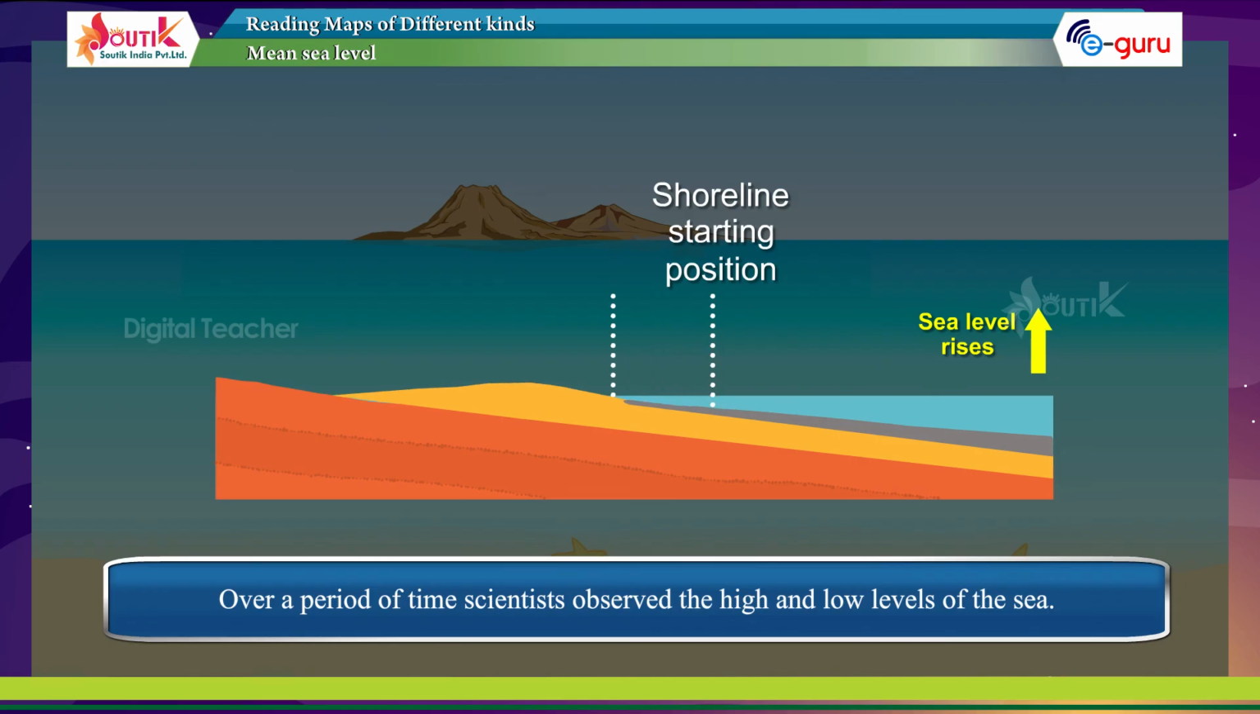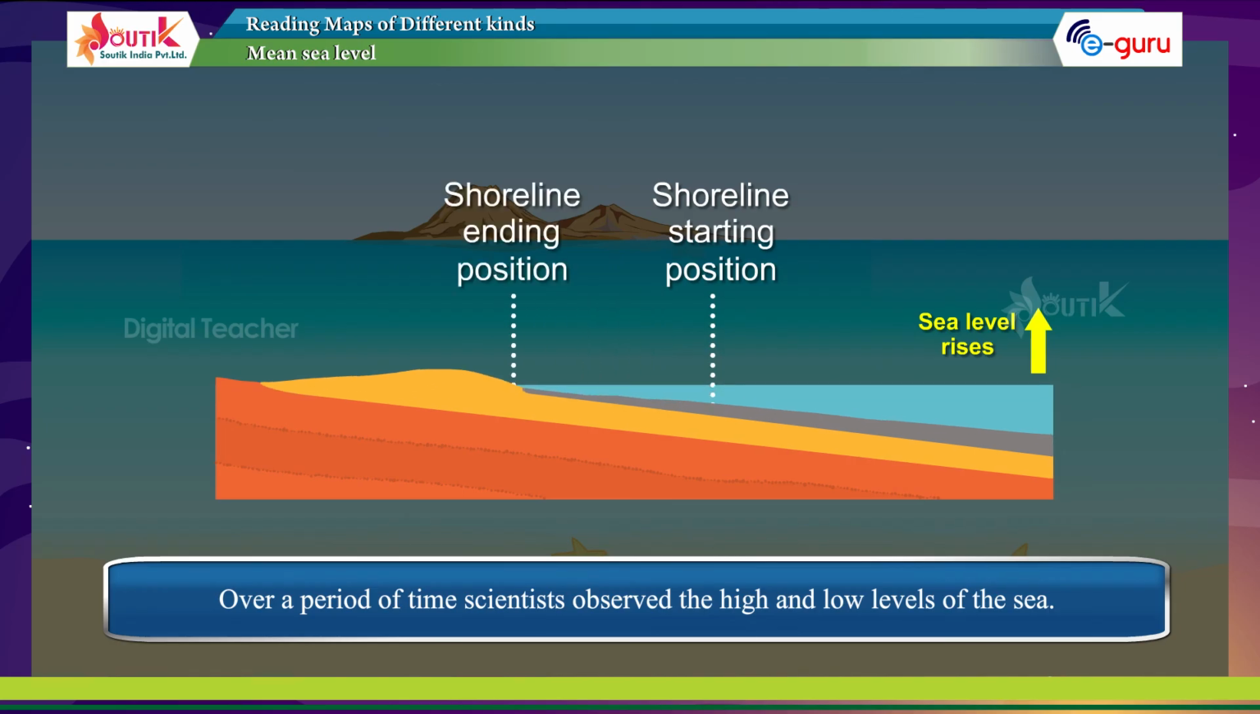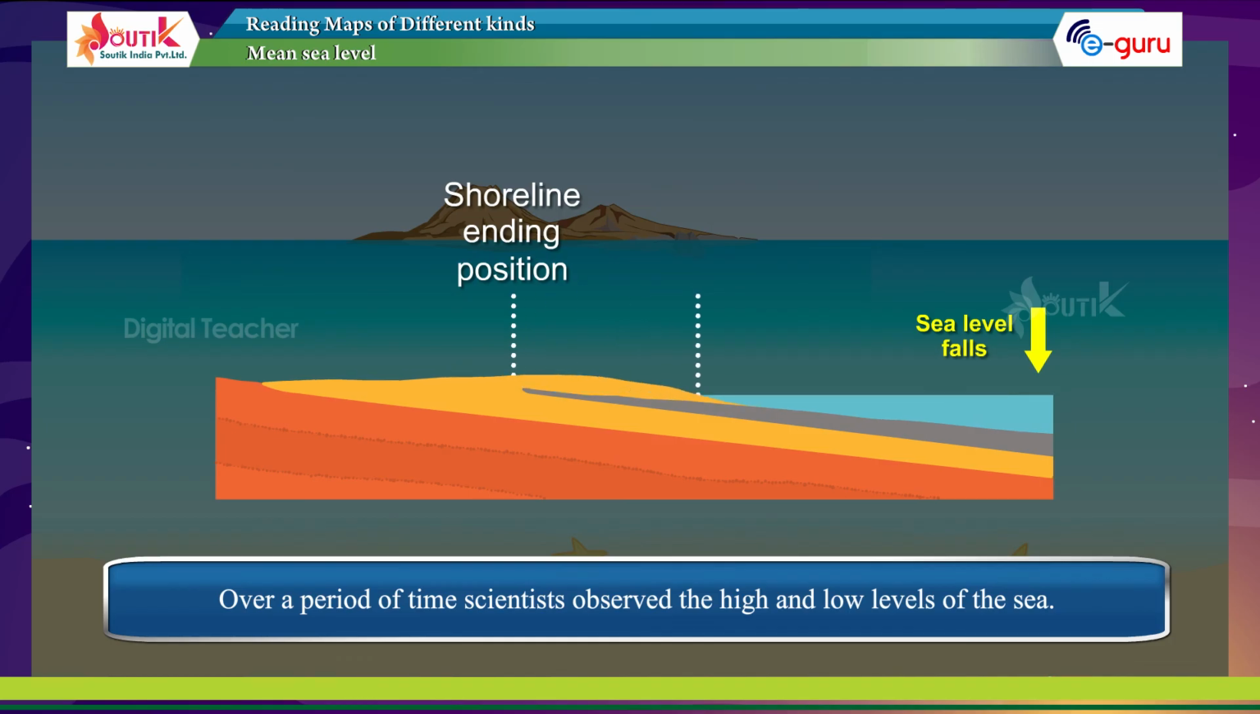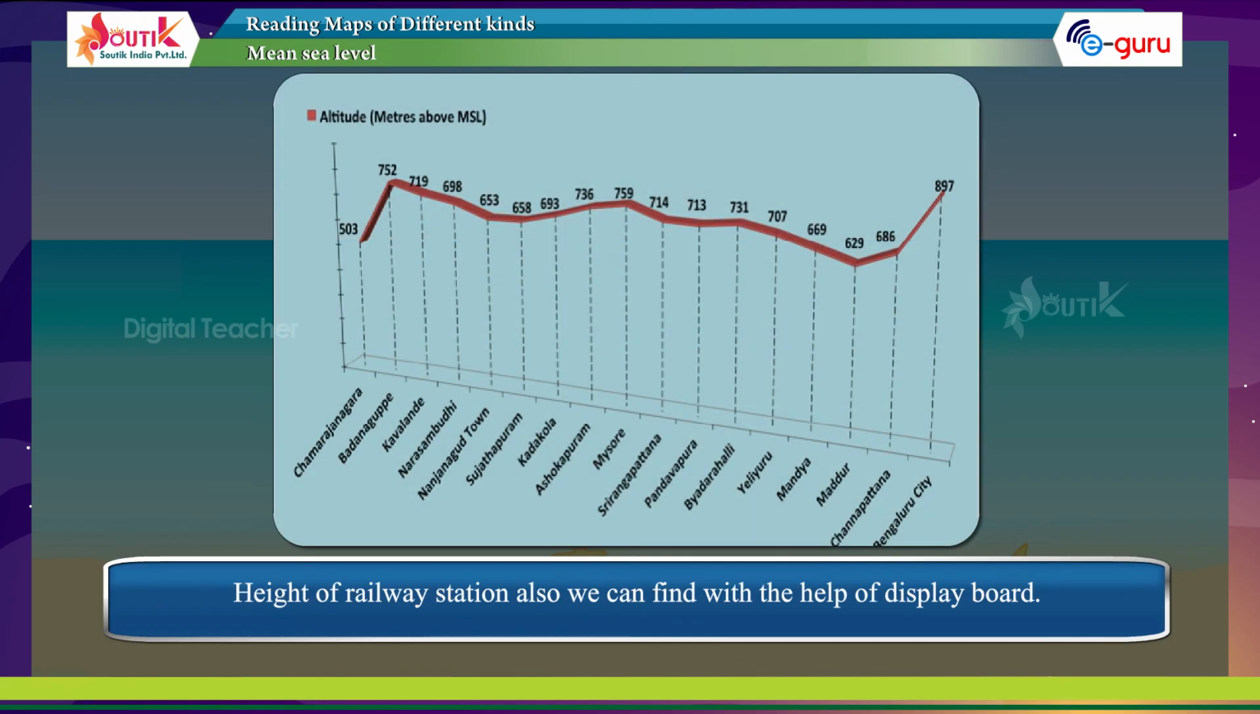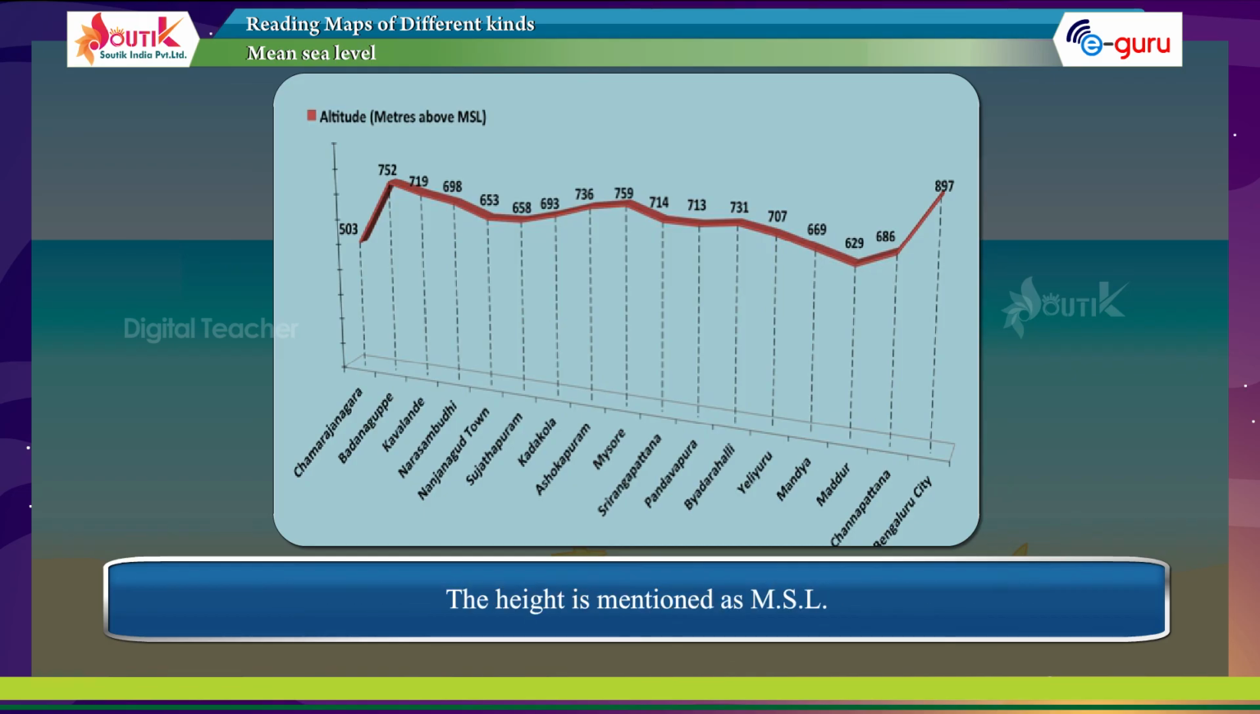Over a period of time, scientists observed the high and low levels of the sea, and they have come to one calculated average level, which is known as mean sea level. The height of a railway station also we can find with the help of the display board. The height is mentioned as MSL.